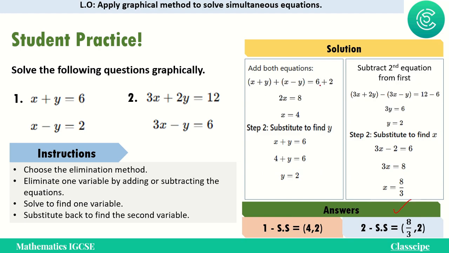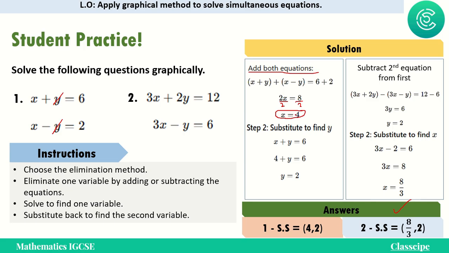Here I have presented the solutions, right? If you see the first example, here I am adding both the equations, right? Because here I have x plus y, and here I have x minus y. So by adding I can easily cancel the y. Okay, so what will I have? x plus x, 2x, and 6 plus 2, 8. We'll divide both sides by 2, and the answer we will get will be 4.